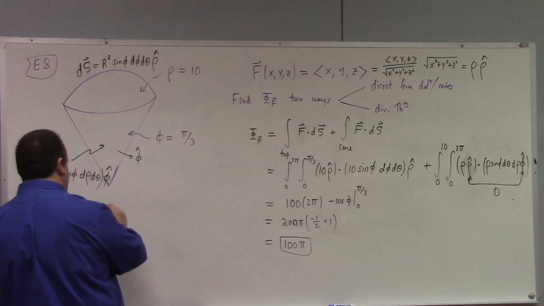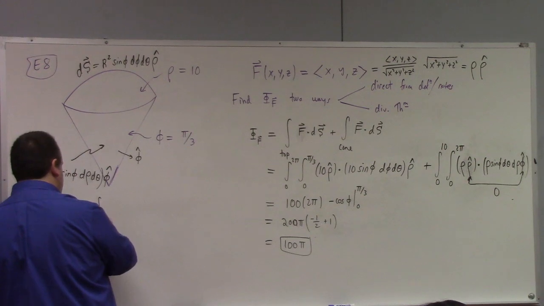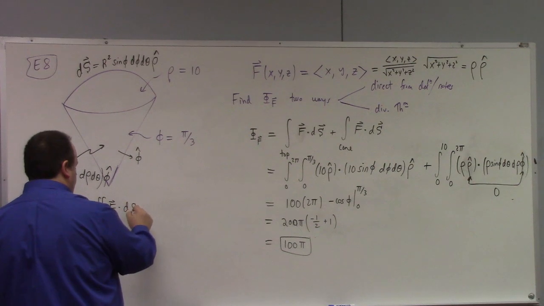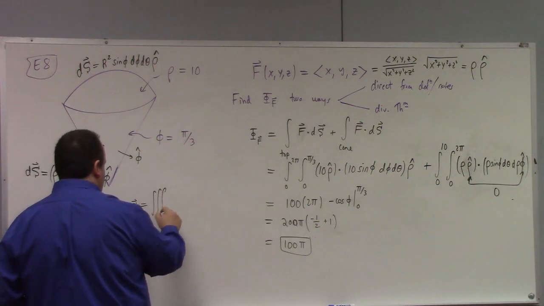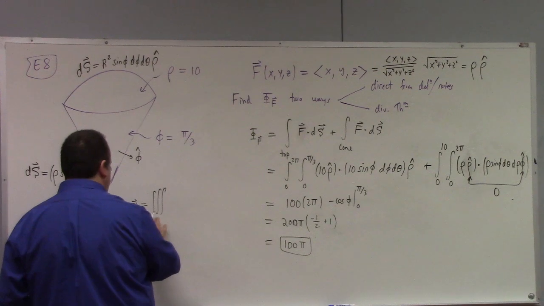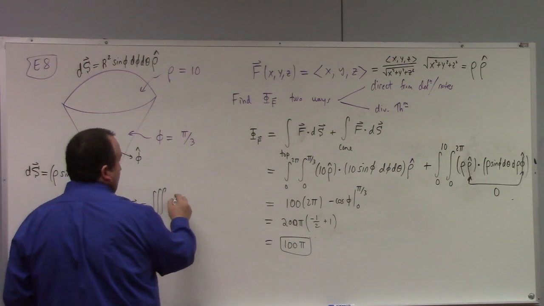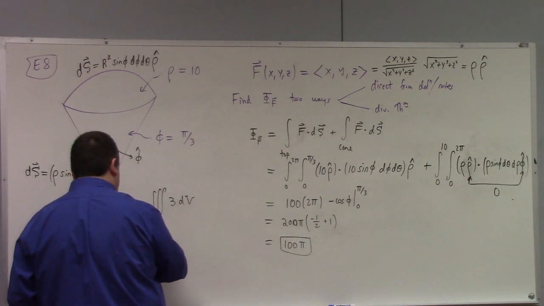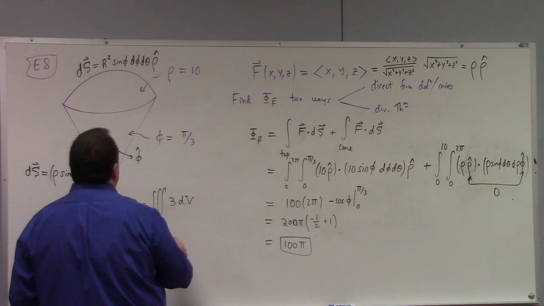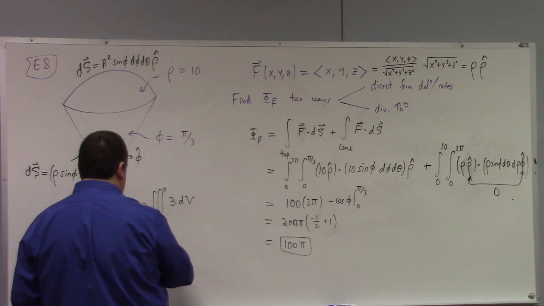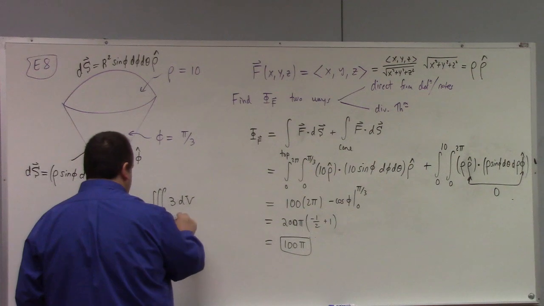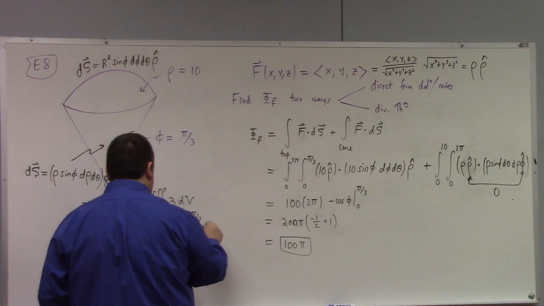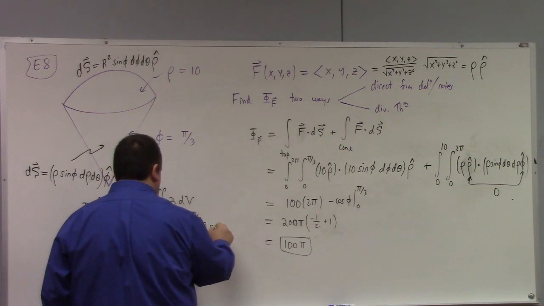Now, on the other hand, the divergence theorem way to do this is a lot easier, isn't it? We just have to calculate the triple integral over the cone, snow cone. What's the divergence of this vector field? It is 3 dV. So we've just got 3 times the integral. How do we get the volume of the cone? We got 0 to 10 for rho, 0 to 2 pi for theta, 0 to pi over 3 for phi, and be careful, we've got rho squared sine phi.